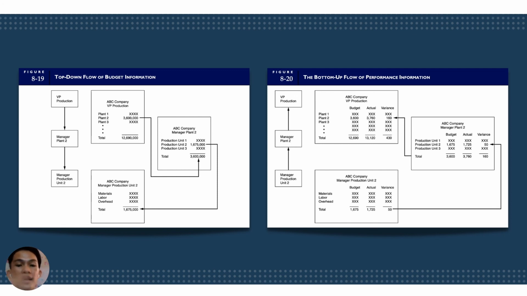Because after this, the manager of production unit 2 will budget the materials, the labor, and then the overhead for producing the products. After producing them, they will check whether the objectives of the higher level of management were achieved, attained by the lower level of management. So, now they will look at how much the labor, materials, overhead, and then the production were, and it is then passed on to the production manager of plant 2.